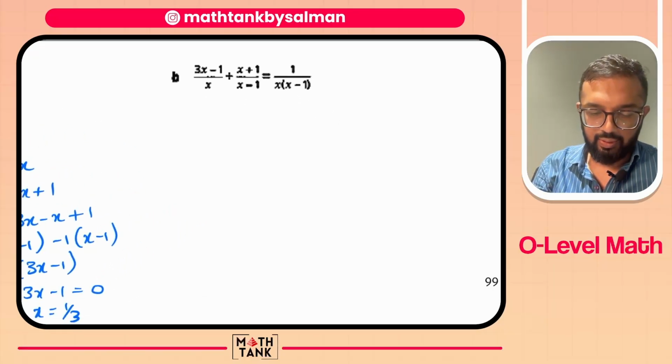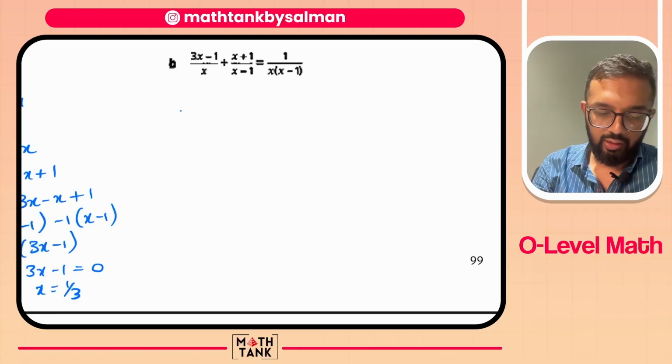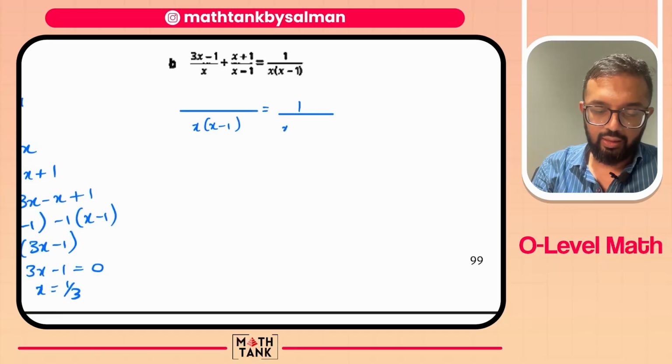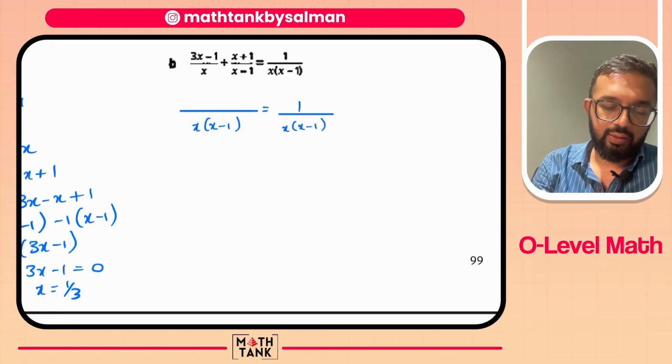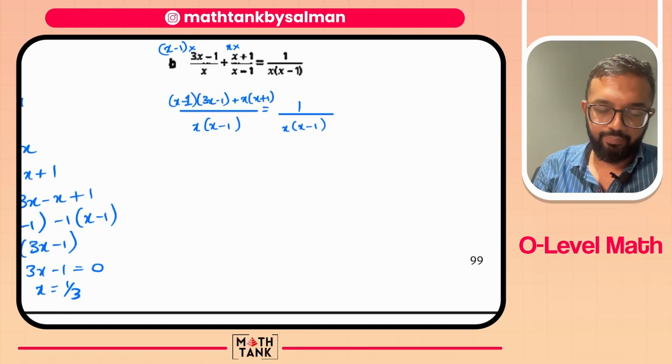Okay, let's look at this one. Again, I have a common denominator. Now, interestingly, the denominator on the other side is also very similar. In fact, it's the same. So once I simplify it, I could probably cancel it out. So I should multiply this by 3x minus 1 plus x into x plus 1.